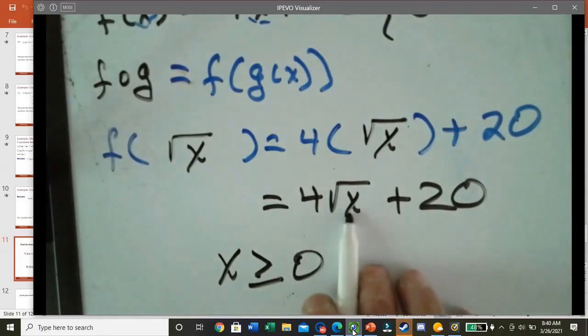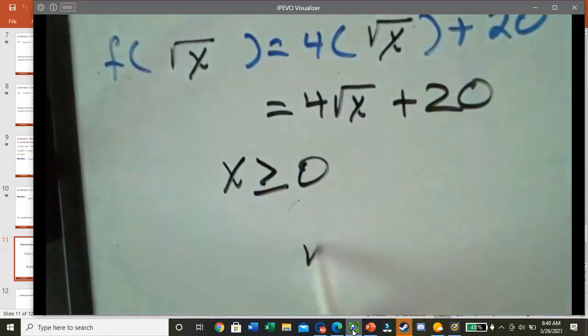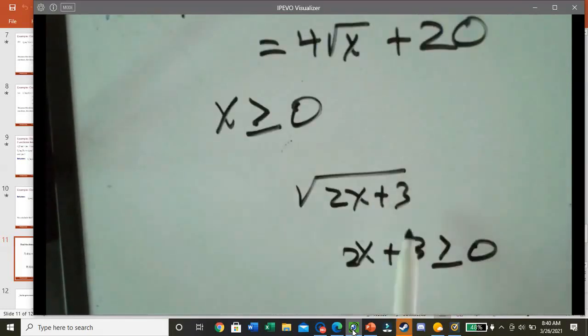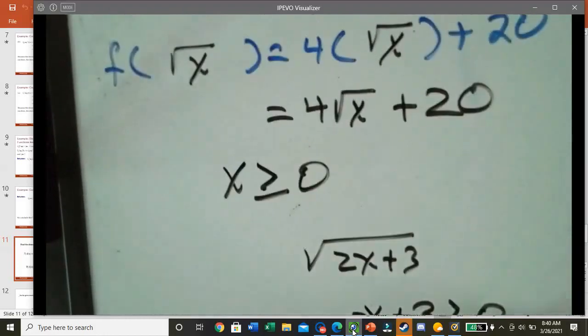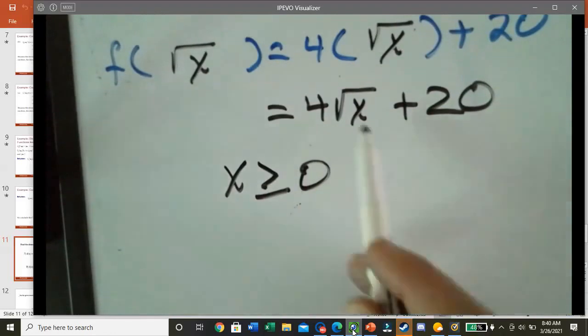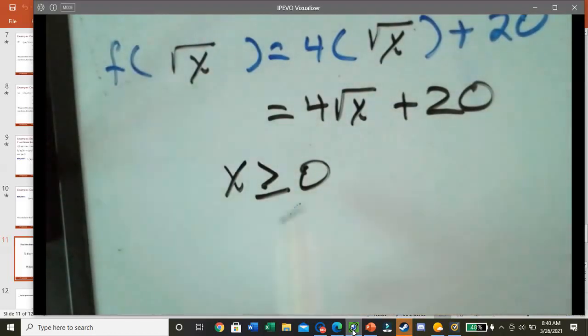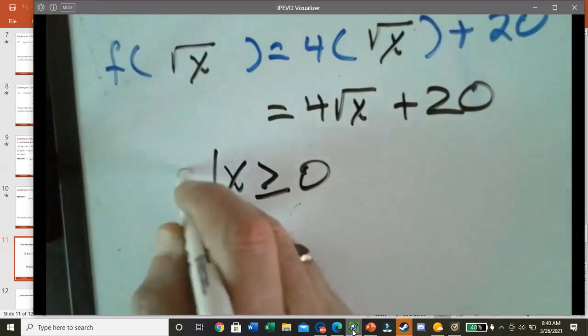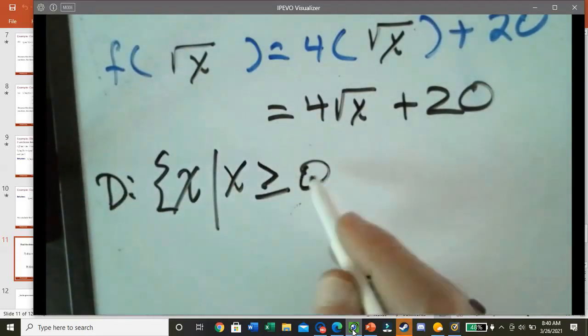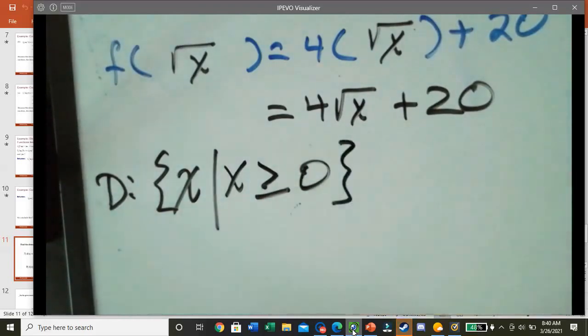Here it's just x, right? So if we had the square root of 2x plus 3, then we would put 2x plus 3 is greater than or equal to 0 to find this domain, okay? So you put the whole radicand. Since x is the only thing in there, we're done. So our domain is all values in set x such that x is greater than or equal to 0, and that's it, we're done.